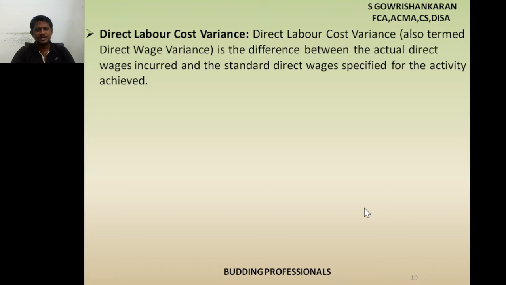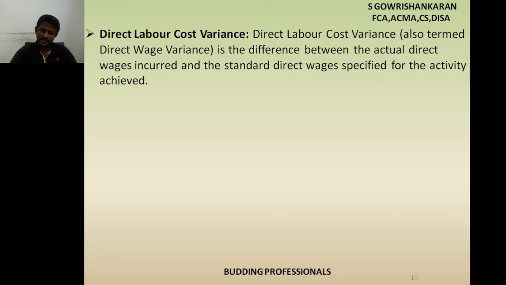So why these variances for labor also? Similar to material, for labor also we have to create standards. Why? Because we have to save the cost. That is the ultimate objective. We have to make our business efficient. We have to run our business effectively and efficiently. That is the objective. Okay, so that is why there is standard costing.